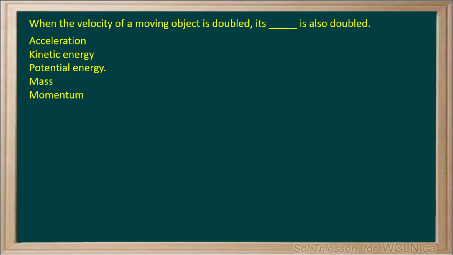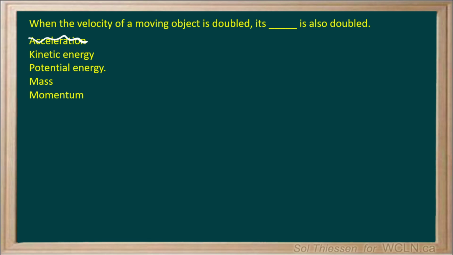When the velocity of a moving object is doubled, its blank is also doubled. If the velocity of a moving object is doubled, its acceleration does not necessarily double. So its acceleration could be zero after its velocity has been doubled, although some non-zero acceleration must act on it to change its velocity. Acceleration is not the correct choice here.